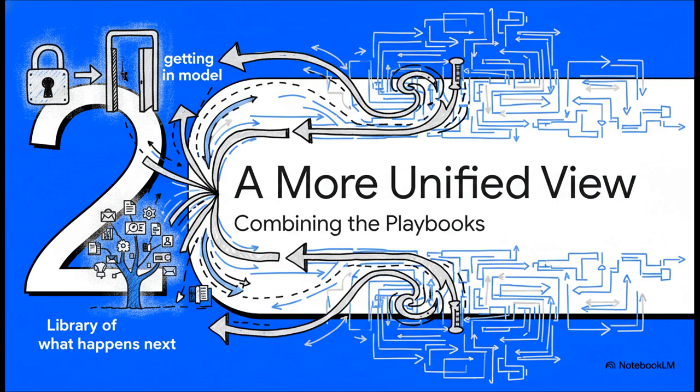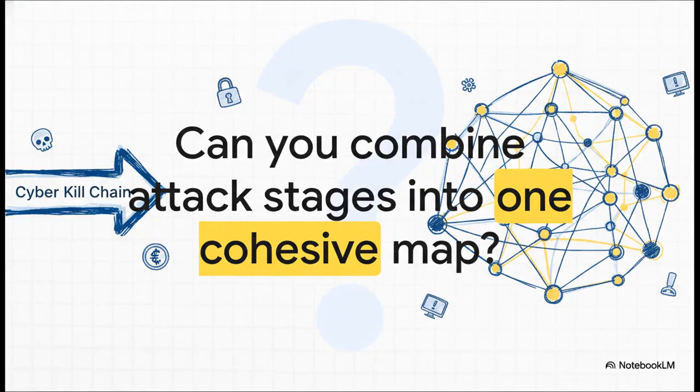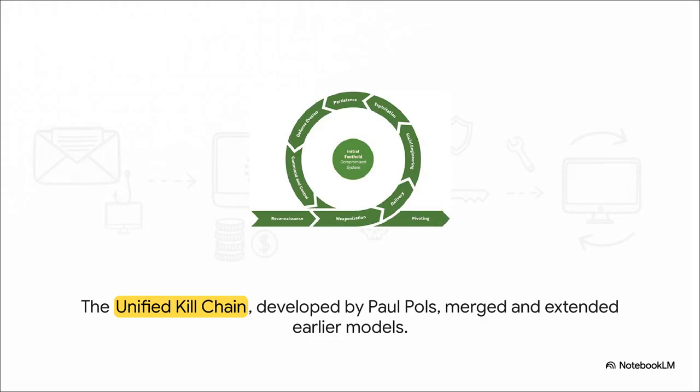It didn't take long for security researchers to start thinking, hey, what if we could combine these two ideas into something way more powerful? And that was the million-dollar question, right? What if you could actually merge the simple linear start of the cyber kill chain with all the rich, detailed tactics from MITRE ATT&CK? Could you actually create one single cohesive map of an entire attack from start to finish? Well, the answer is yes.